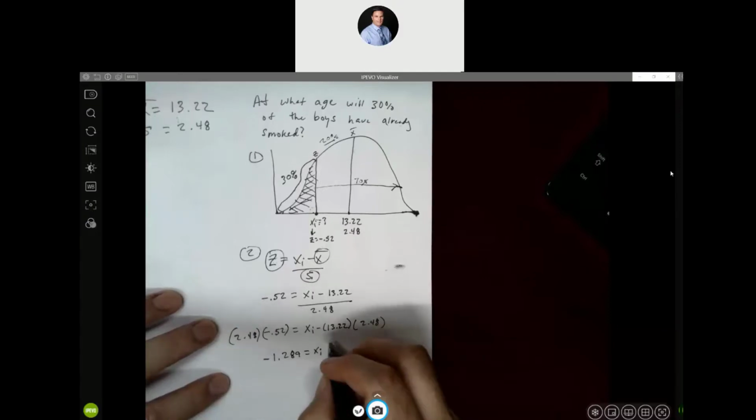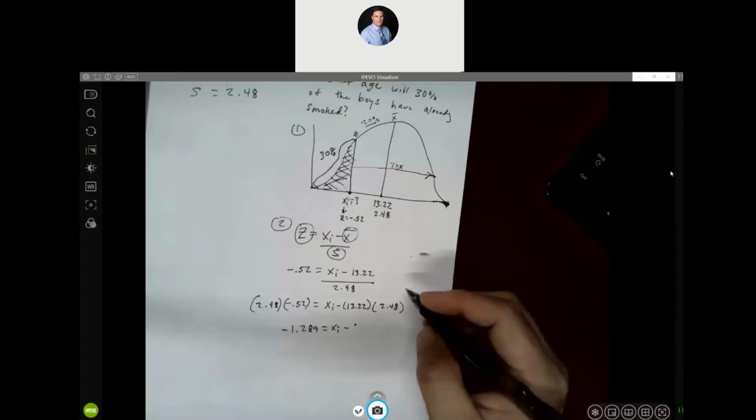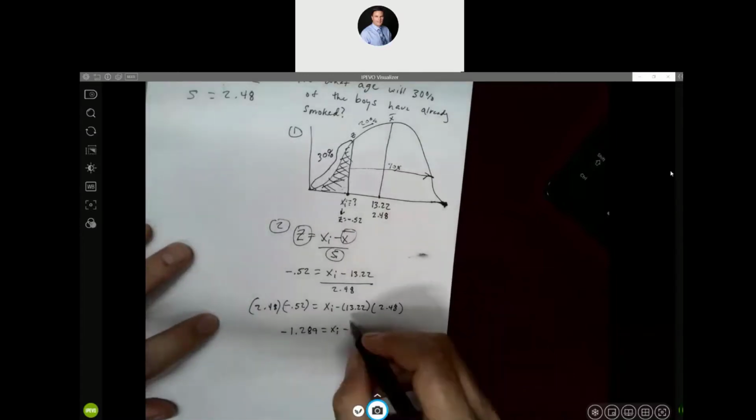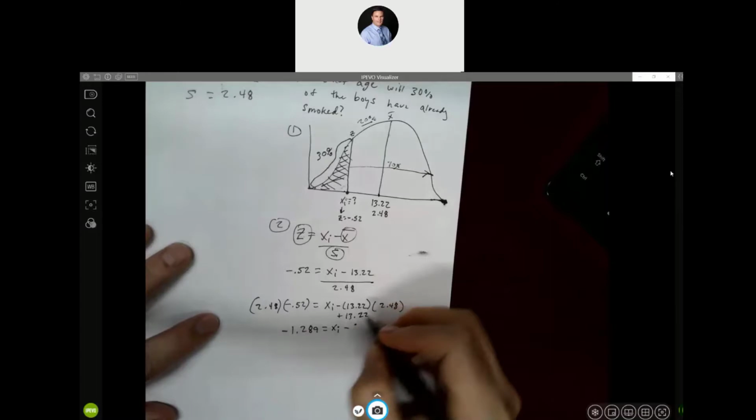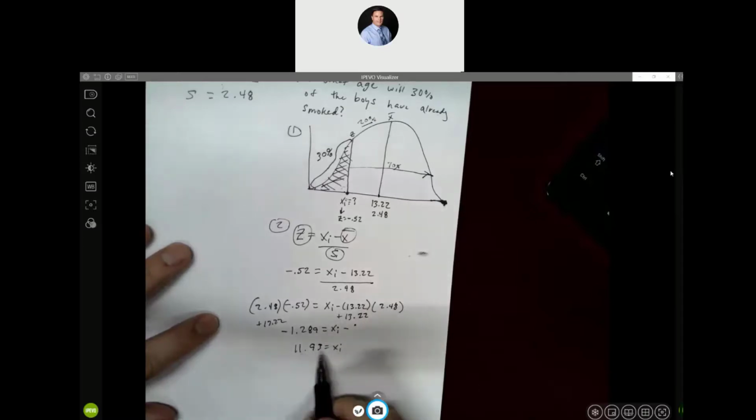Then I'll add 13.22 to both sides. And that will end up with an x sub I of 11.93.